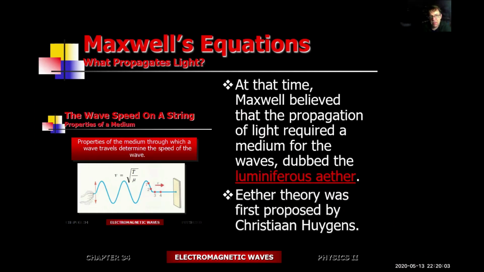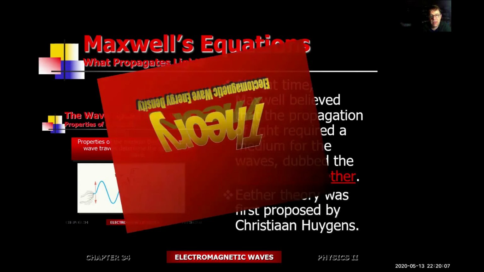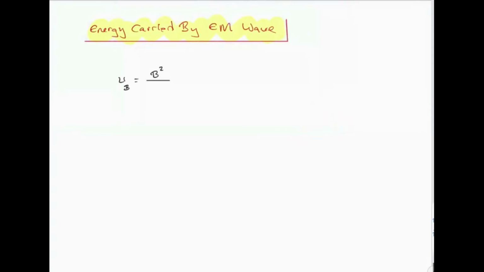and travels at the light speed. And that's the understanding that we have today. So energy carried by the electromagnetic wave. That's the amount of energy. So energy is going to be carried by the magnetic field component as well as the electric field component.